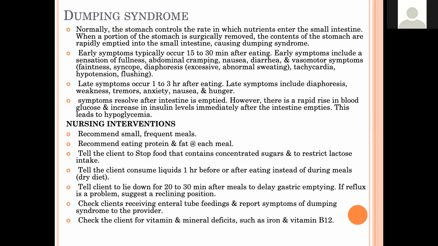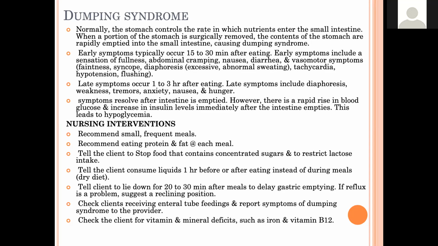Check clients receiving enteral tube feedings and report symptoms of dumping to the provider, right? So tell the doc or the head nurse what's going on. Check the client for vitamin and mineral deficits, such as iron and B12, right? We need those to make blood, right? So if they're not getting that, they're going to become anemic, okay?